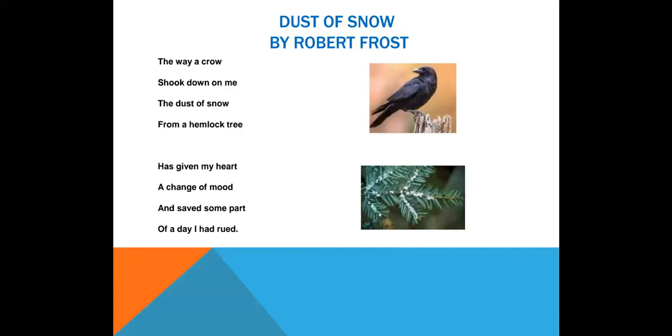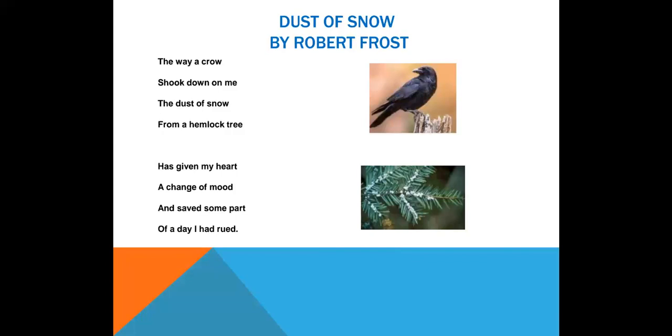And how did that happiness come into him? Because of that tiny dust that fell on his shoulder or on his head. It is also not mentioned in the poem which part of the poet experienced the falling of dust of snow. Fine. So we would say that it fell on the poet. So, has given my heart a change of mood.